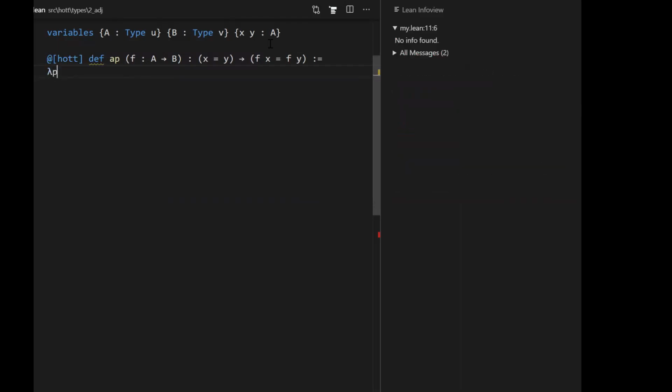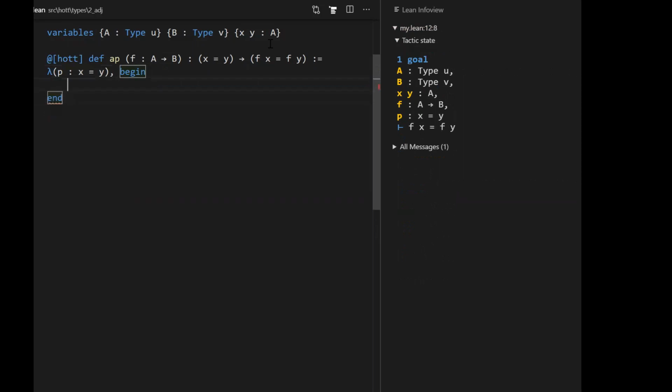So how are we going to define this? Well, usually it's defined by path induction. So I'm going to assume a path x equals y, and I'm going to use Lean's powerful tactics mode to prove this. The nice thing about tactics is that it tells us exactly all of the assumptions that we have in our context right here. And over here, it tells us what our goal is.